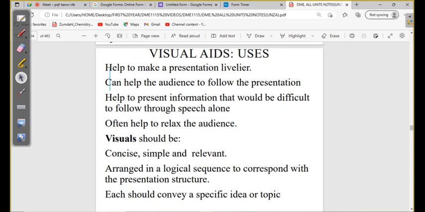So you need to look at the audience. Who is my audience? What is their intellect? What's their level of education? As you get to present, make sure that everything you present on is relevant, is important, is necessary. Another thing is to arrange your aids to correspond with the presentation structure. This is your structure. You have got the introduction, the body, and also the conclusion. So arrange your points in a logical order.